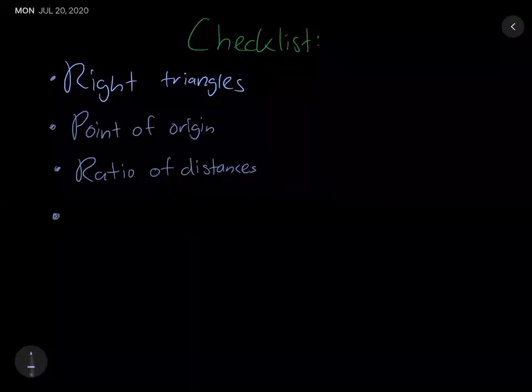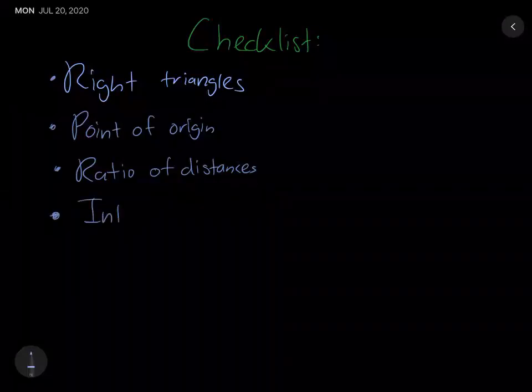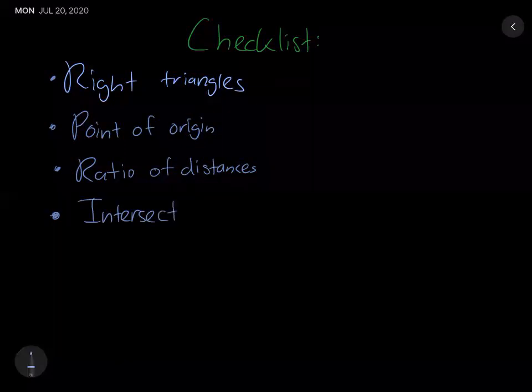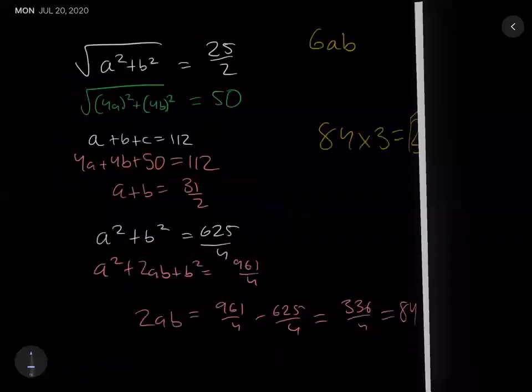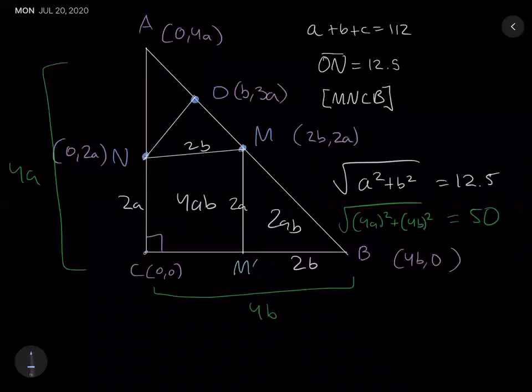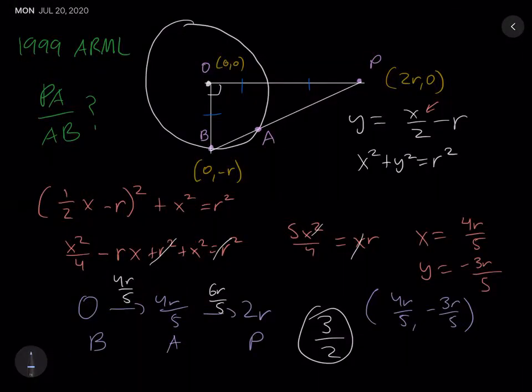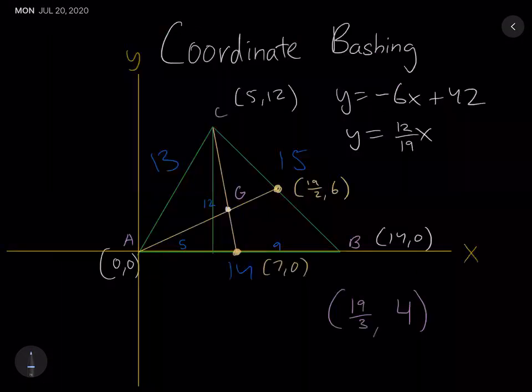Another one is intersection points. If you're looking for a point, like if the entire problem hinges on the location of a point, like for example, these ones, we had a bunch of midpoints that we can use. And for this one, everything relied on where point A was on the line PB. And for this one, it's a centroid. It lies in the intersection of 3 medians.